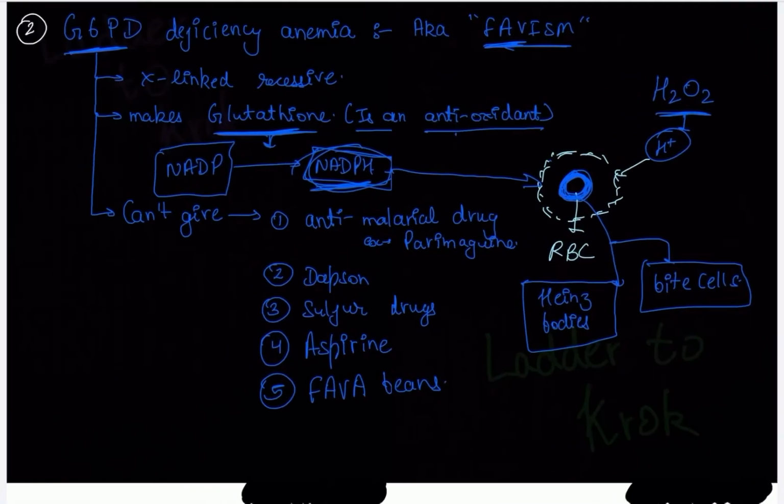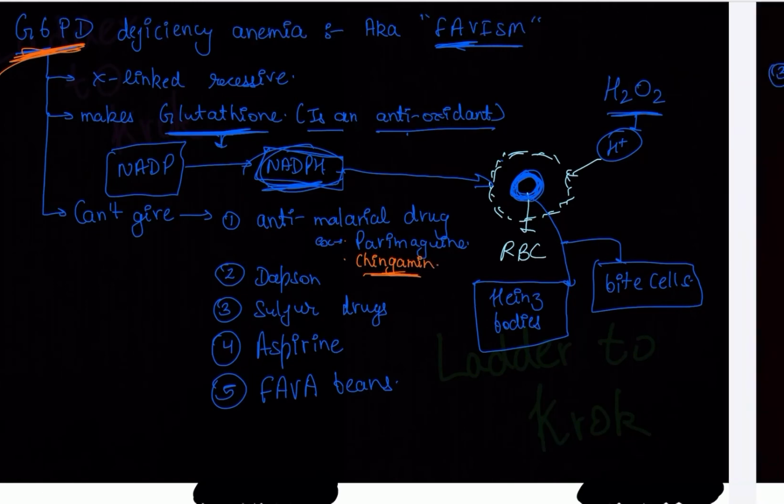Okay, and yeah, I want to make one thing clear in this video. In G6PD deficiency, we also can't give chingamine, and now I am 100% sure. Chingamine is also known as chloroquine, and it's an anti-malarial drug. You can write this just for information from my previous video, in the G6PD deficiency part. I am not sure about the spelling, but yeah, chingamine we can't give.